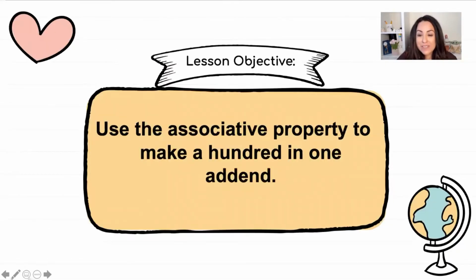Our objective today is we're going to use the associative property to make 100 in one add-in. So what that means is we're going to move our numbers around to make nice, friendly hundreds, so that they're so much easier to add in our heads. So let's go ahead and get started.